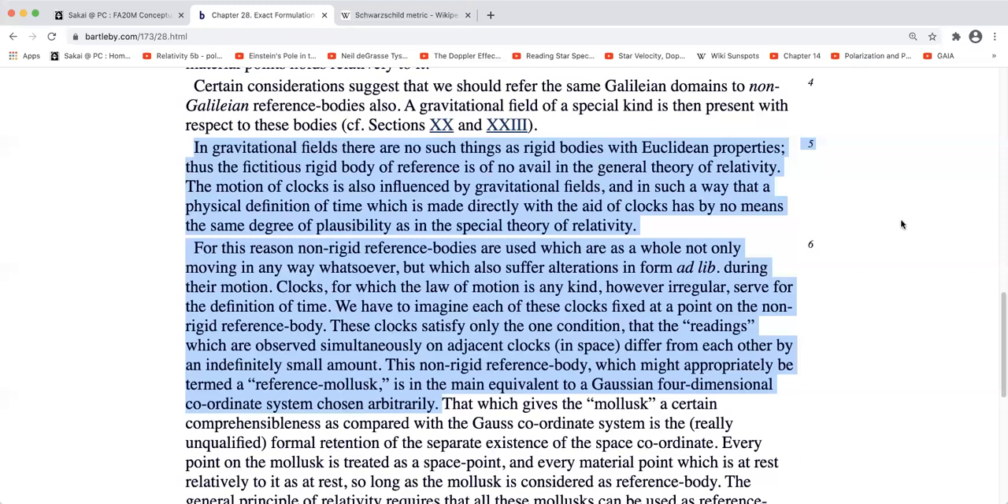Here Einstein is just saying, look, we have to still talk about space and time. So we just do the best we can and accept the fact that in this non-rigid reference body, when you have clocks next to each other, they're going to be different. And hopefully they're still close enough that one can still carry out meaningful investigations.